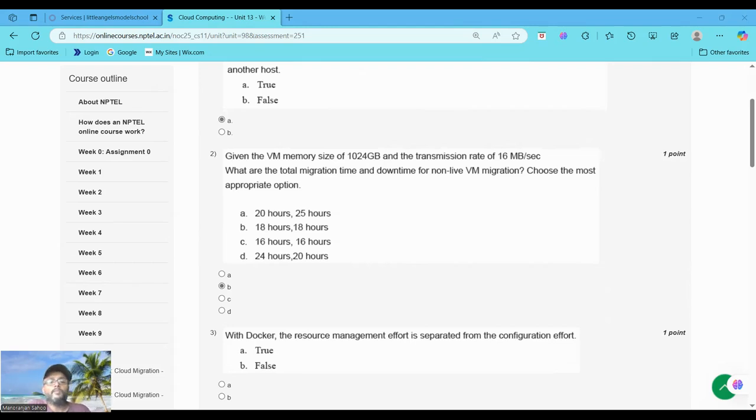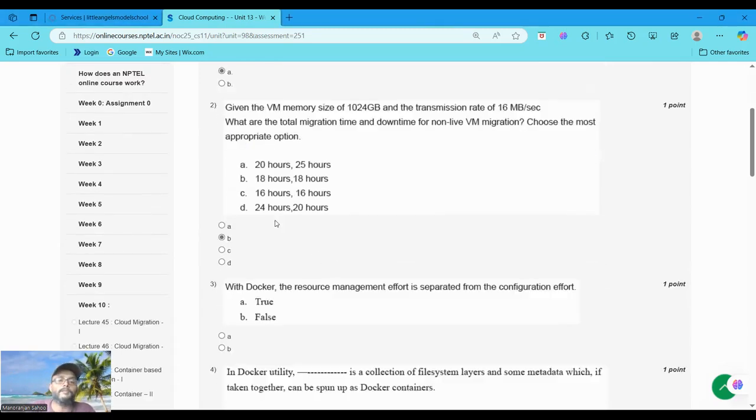So downtime for non-live migration, the downtime equals the migration time, that is non-parallel operation. So here 18 hours and 18 hours will be the most probable answer. That's why I choose option B. Now moving to question number 3.